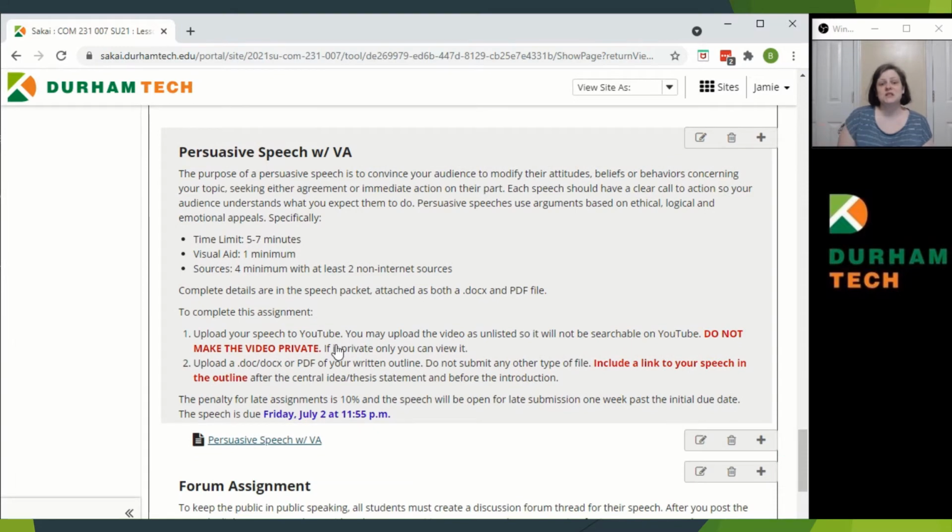So your persuasive speech with visual aid is convincing your audience to modify their attitudes, beliefs, or behaviors concerning your topic. You're building on what you learned for the informative speeches and getting them to think about what it is you're talking about, either seeking immediate agreement, yes, I will stop smoking immediately, or yeah, people shouldn't smoke, even though I don't. Again, either agreement or immediate action on their part, depending on the topic, is up to you.